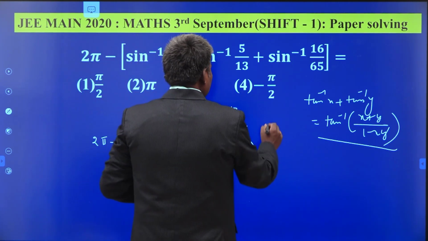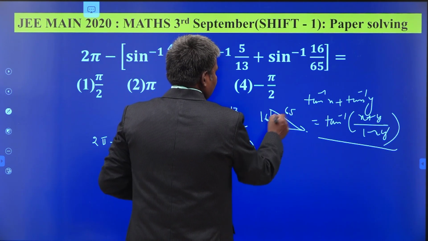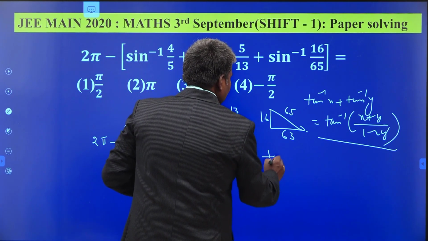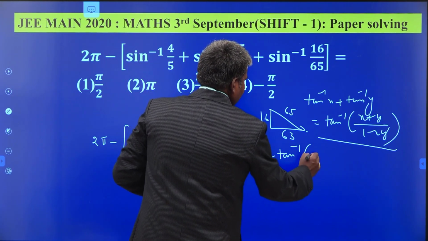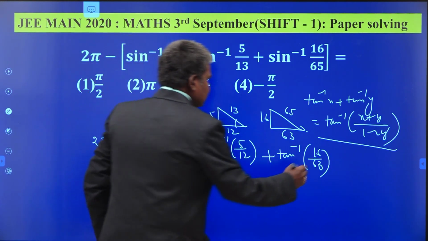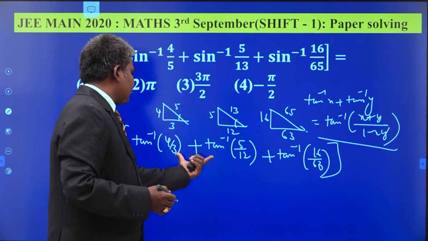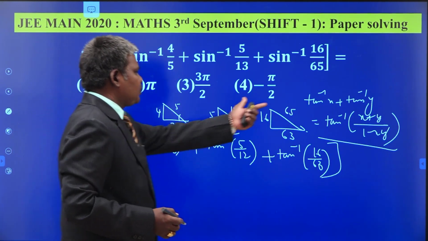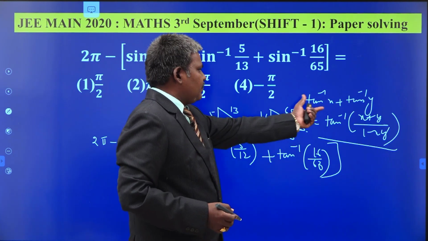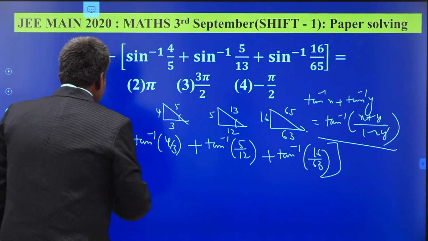How can you write this one? If you prepare, this is 16, 65, I think this is 63. Okay, right angle triangle. Plus tan inverse of 16 by 63. Now we are converting the sin inverses into tan inverses. Now it is very easy to apply the summation. Tan inverse A plus tan inverse B equal to tan inverse of A plus B by 1 minus AB. Tan inverse x plus tan inverse y equal to tan inverse of x plus y by 1 minus xy.